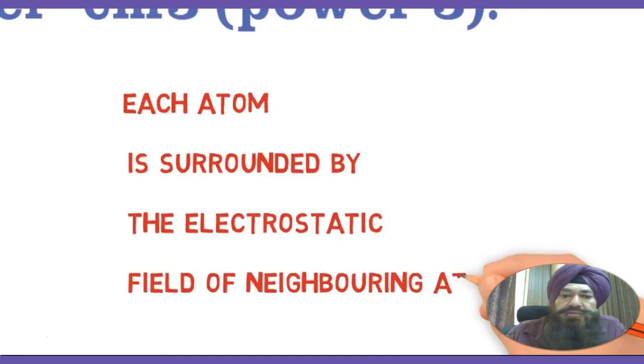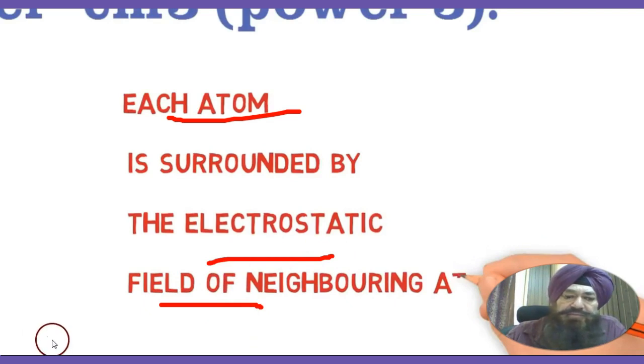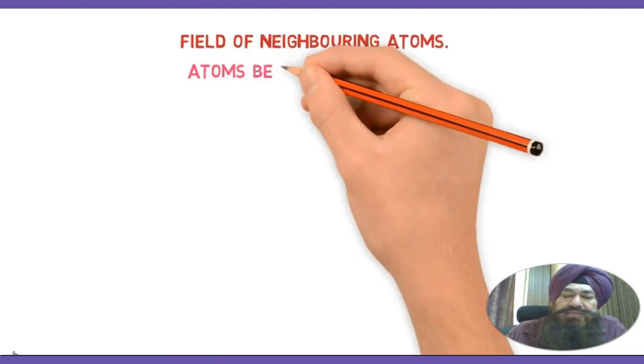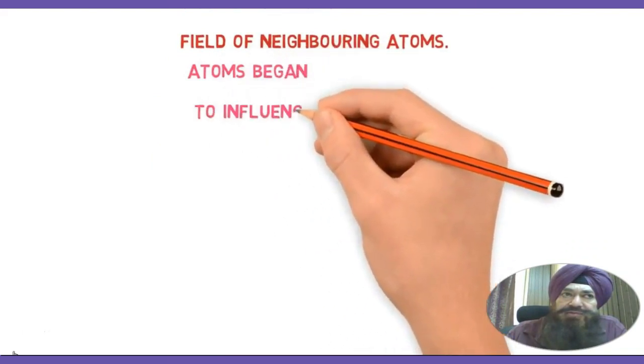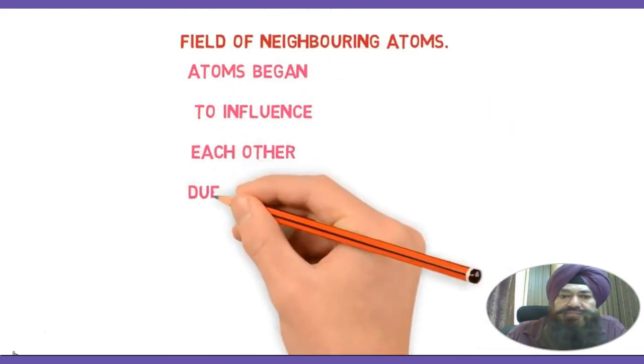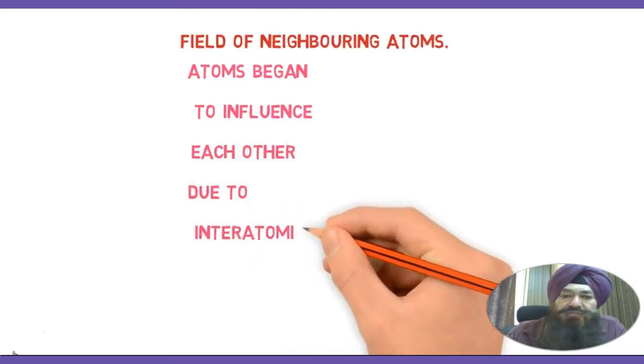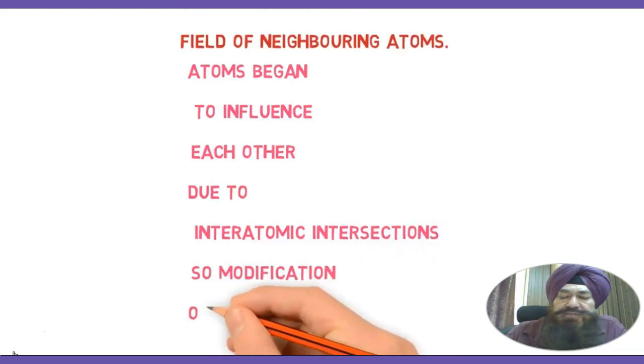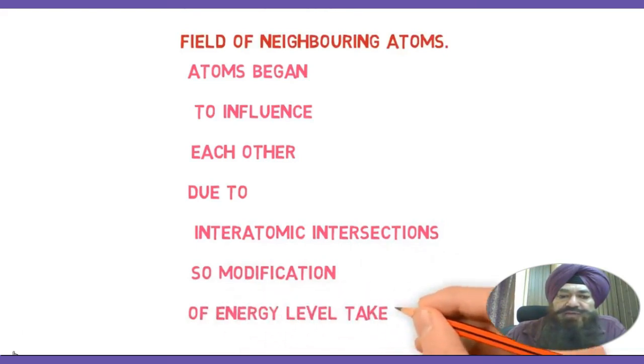So each atom is surrounded by electrostatic fields of the neighboring atom, and then interactions take place between the electrostatic fields. So atoms begin to influence each other due to interatomic interactions. So modification of the energy levels happens.